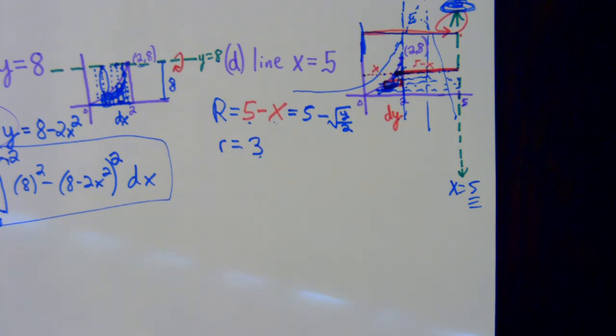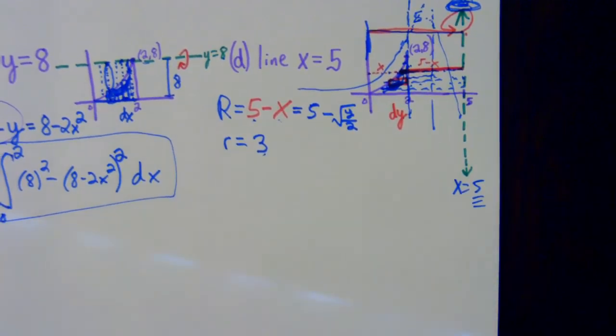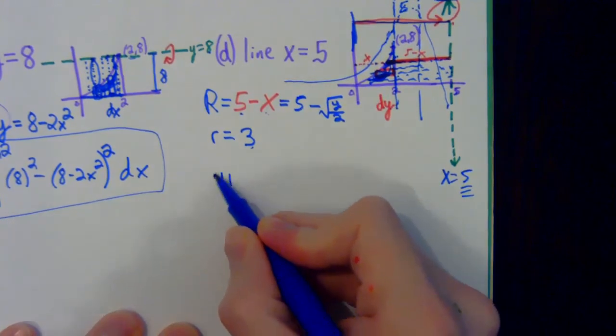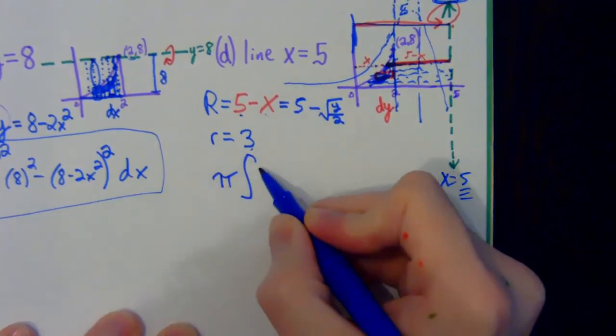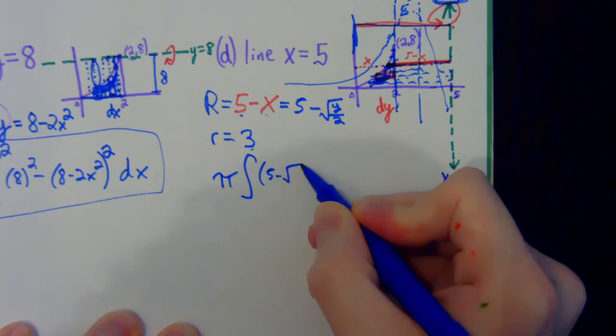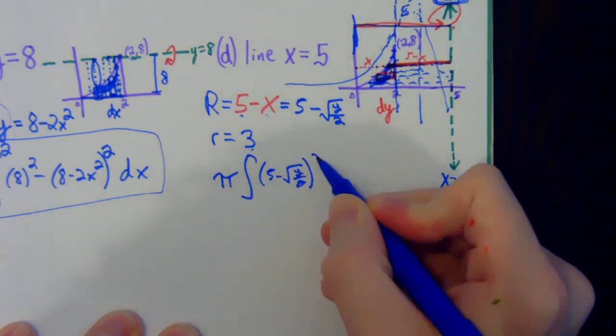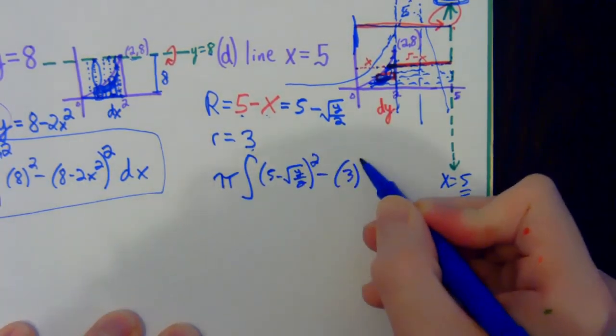That thinking is going to be perfect with this method, the next method, and it's going to be working out really well for us. All right. Then when I set this up using this method, we're going to have the pi guy out in front. We're going to go capital R squared minus a little r squared.